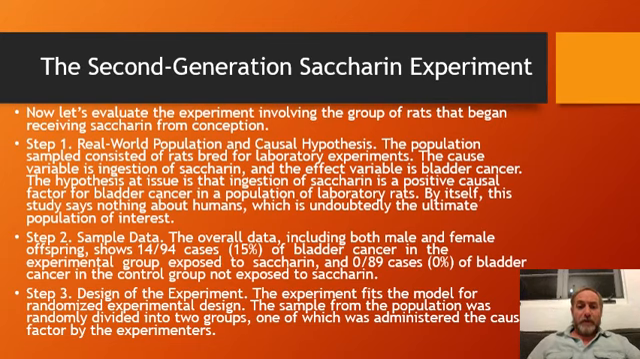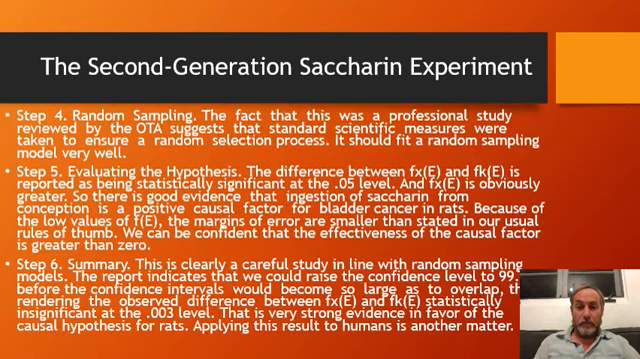Okay, step 3, what was the design? Well, the experiment fits the model for randomized experimental design. Why? Well, the sample from the population was randomly divided into 2 groups. One got the causal factor, and one didn't. Okay, step 4, random sampling. And here they basically say, yeah, it's a randomized experimental design. It's a professional study reviewed by the OTA. It got through peer review. It's probably good on that point.